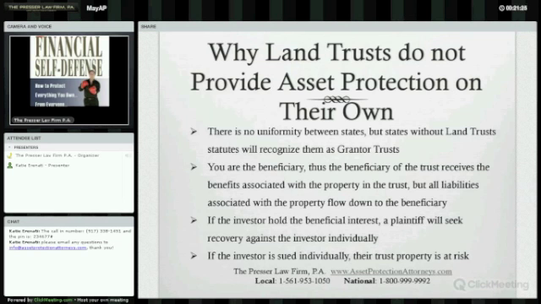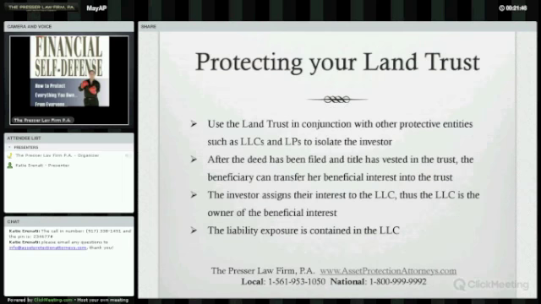Again, if you are the beneficiary of the land trust and you're sued personally, let's say you get in a car accident, divorce, someone slips and falls, you're sued by a customer, a supplier, whatever it may be, that is an asset. And the beneficial interest that you own in that trust is an asset that a creditor can go after. So, again, yes, it does give you privacy. No, it does not give you asset protection.